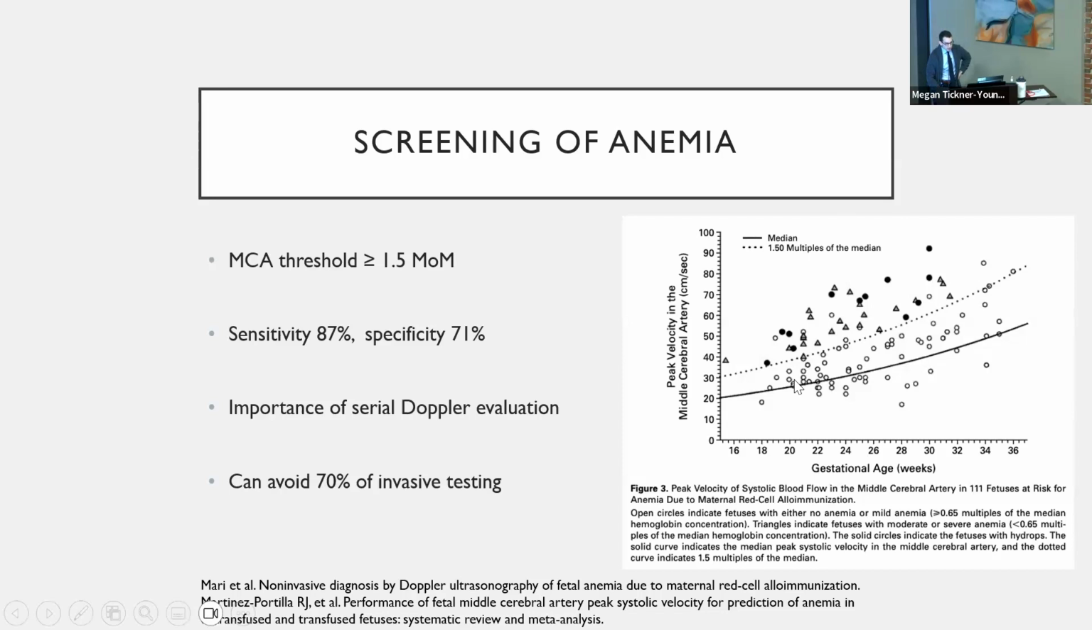And on the right here, you see a figure from Mari's study where triangles are moderate to severe anemia, filled in circles are fetal hydrops, and everything is either at or above this line that demarcates 1.5 multiples of the median.